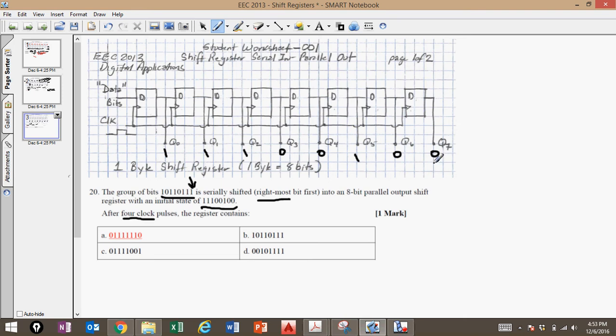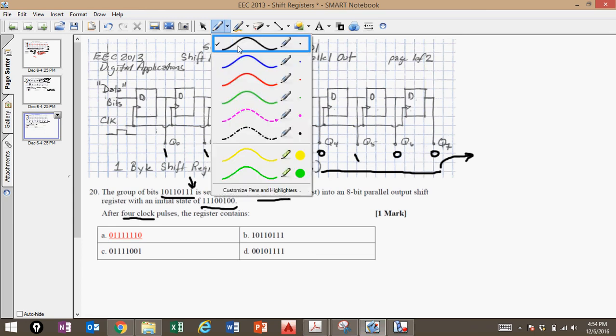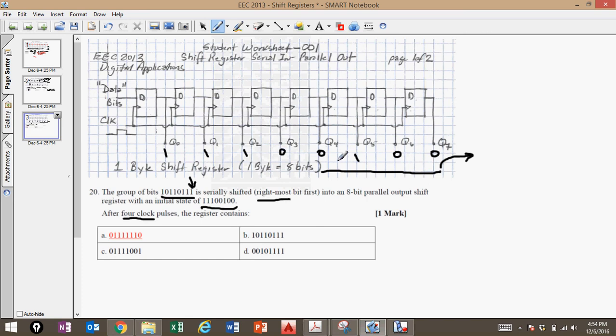Well, after 4 clock pulses, these bits here are going to be shifted out, which means they will no longer be available after 4 clock pulses. And these 4 will be shifted to the right, because once they have been shifted into the register, they will simply be shifted one by one to the right for each clock pulse. So these 4 values here will become shifted to the right here.